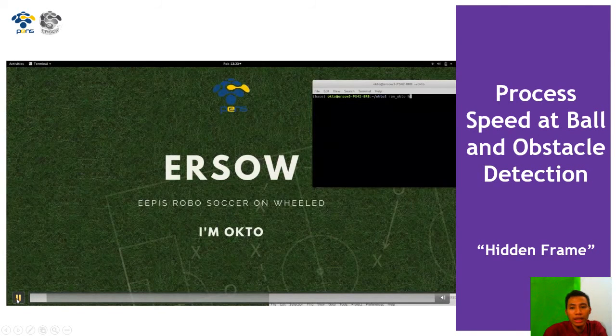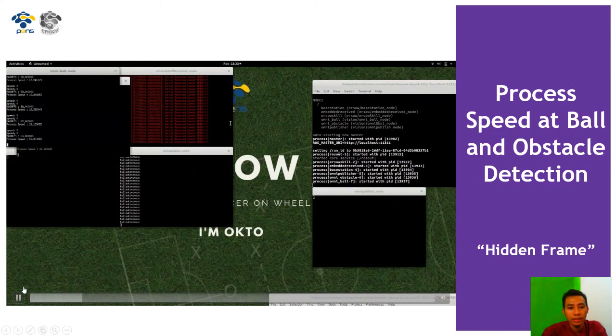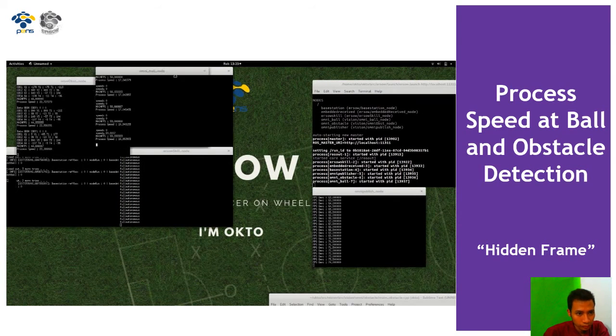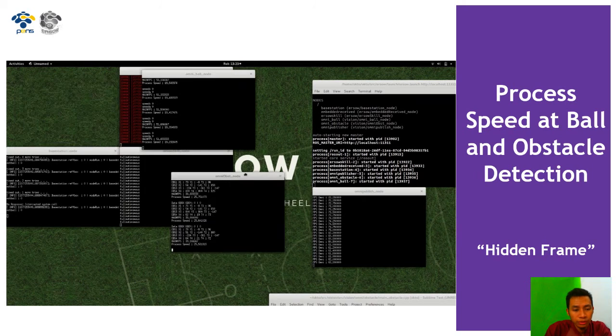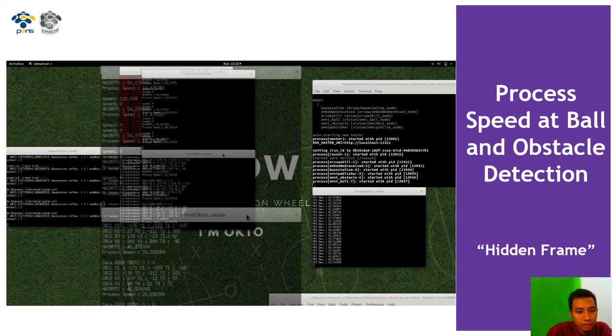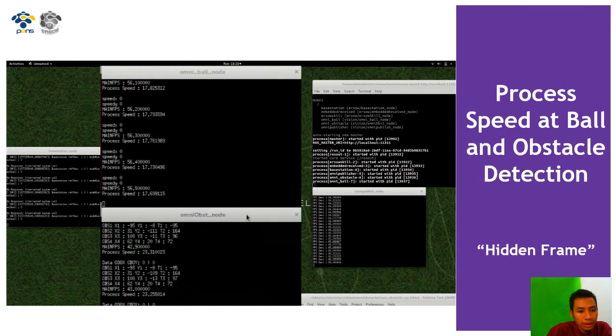Okay, this is the final result of my research. I have used Rust, and this is the result. We got 17 milliseconds in ball detection, and then 23 milliseconds in obstacle detection. I think this is good progress for our robot, so the robot can do the obstacle detection and ball tracking very well.